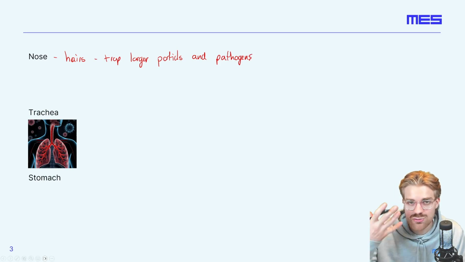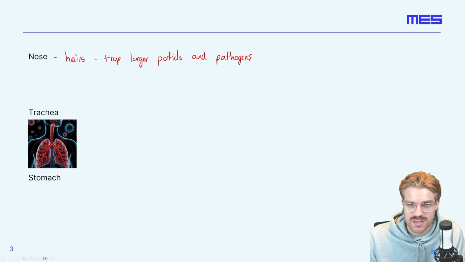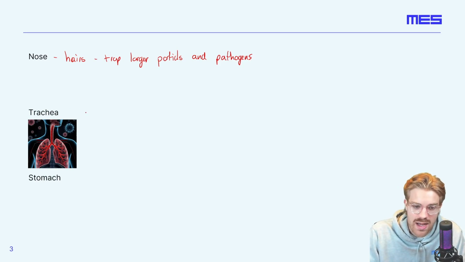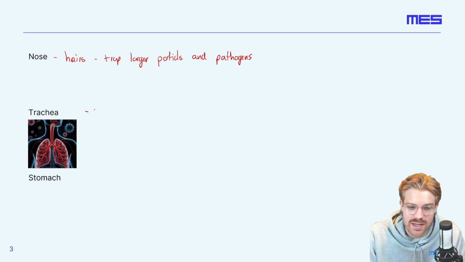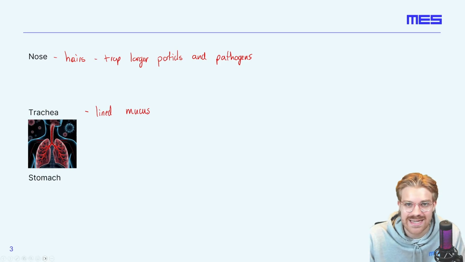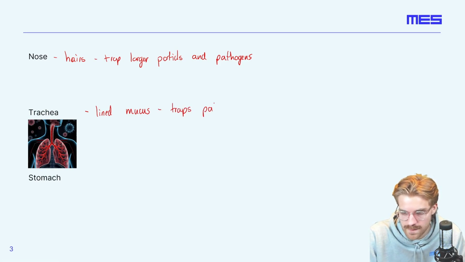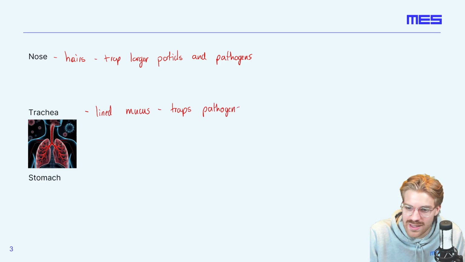If something passes through the nose and passes into our respiratory system, it is going to pass through our trachea. Now, the trachea has a couple of adaptations. The first one is that the trachea is lined with mucus. Now, mucus is a sticky substance which will trap any pathogens. They will get stuck in the mucus.